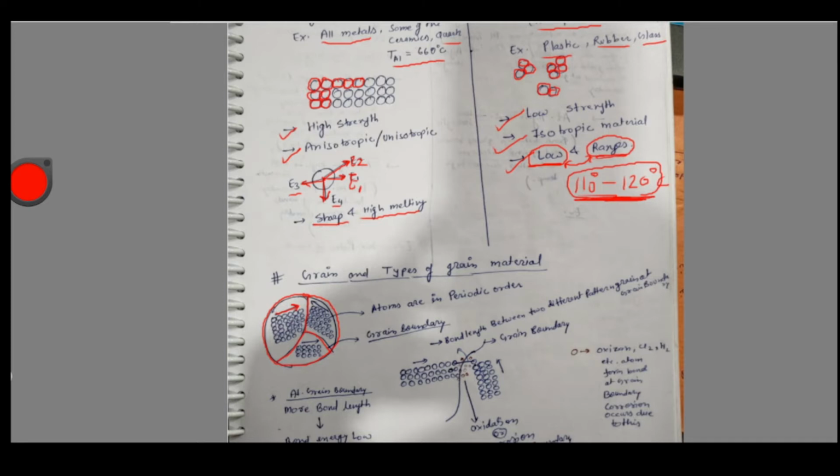So in these patterns, the atoms are in periodic order. These atoms are in periodic order, and these are the boundaries which separate the periodic atom arrangements.